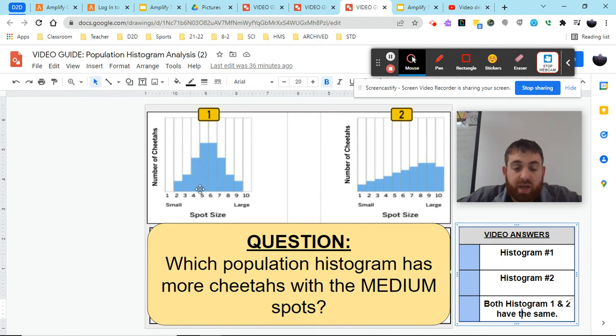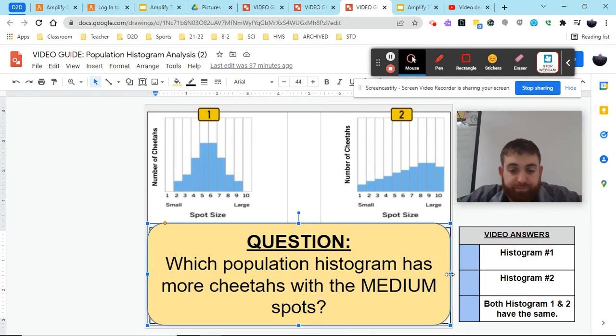If we look at the distribution on the first compared to the distribution on the second histogram, for 4, 5, 6, 7, and 8, all those are pretty low compared to the 4, 5, 6, 7s, and 8s here in the first one. So we know that histogram 1 has more medium spots because the distribution is higher in this histogram compared to the histogram here. So, did you get it right?